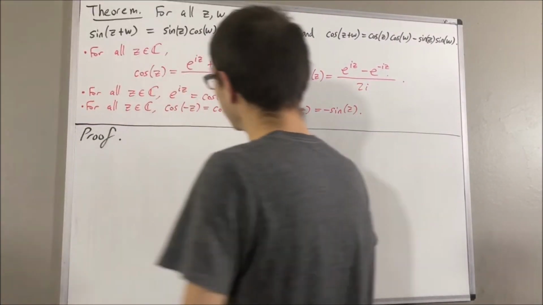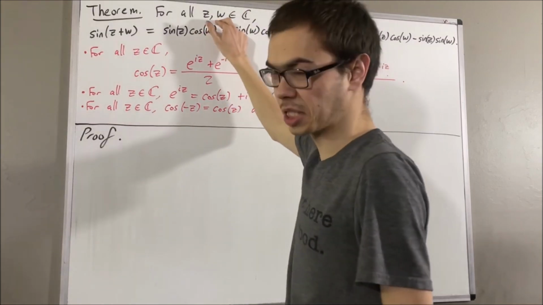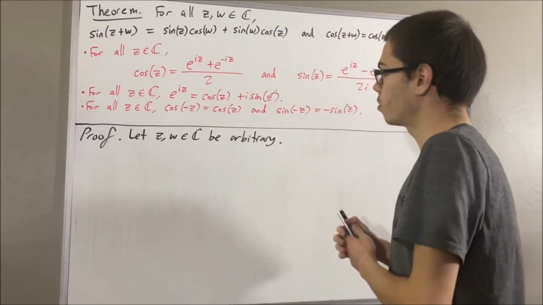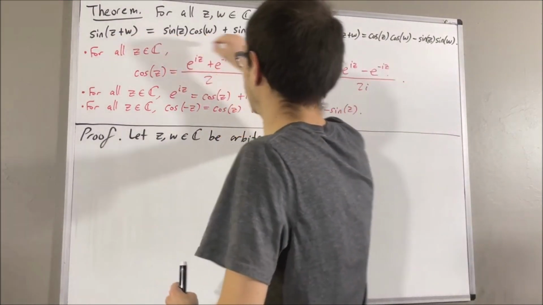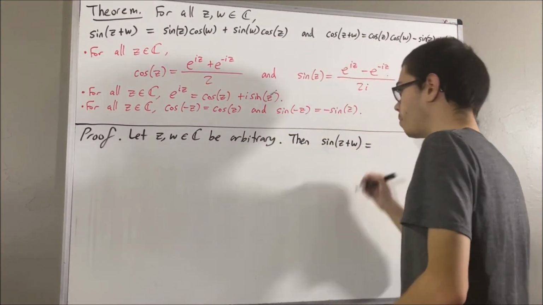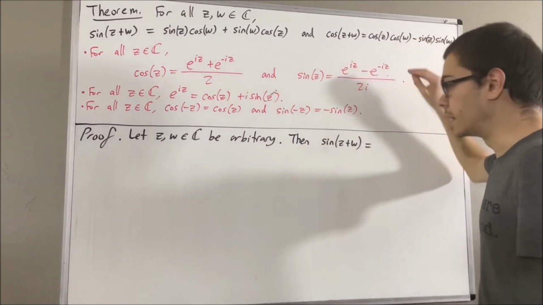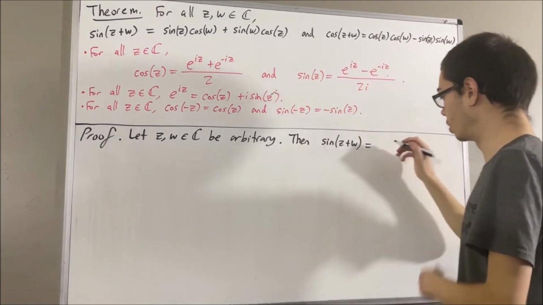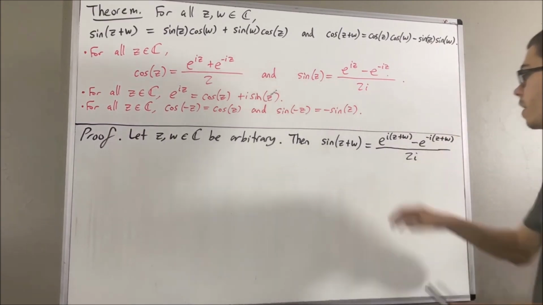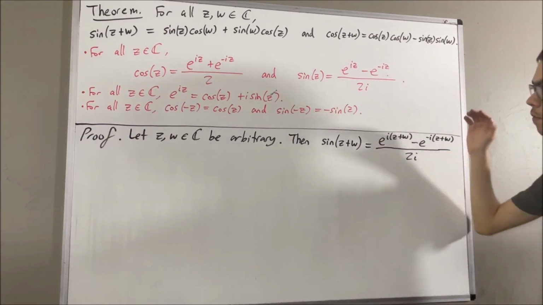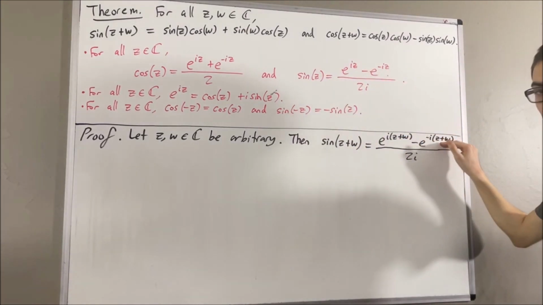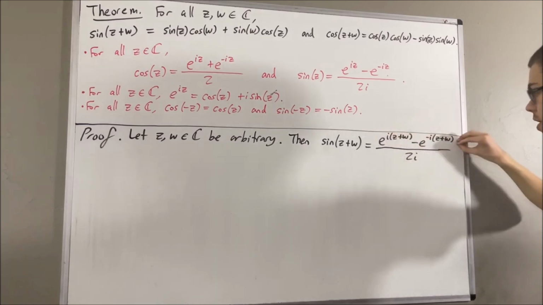To start out the proof, let's first give ourselves two arbitrary complex numbers, z and w. And now, let's first prove the sine addition formula. Now, by definition of sine, the sine of z plus w is equal to this, right? So all we've done here was substitute z plus w for z. And now we're going to re-express the numerator in a different way.